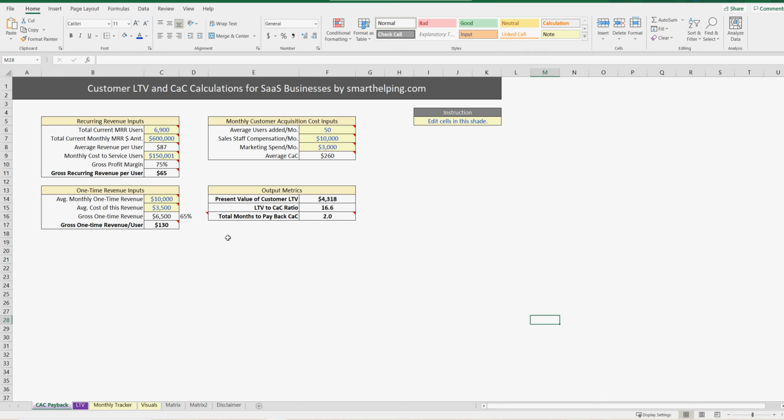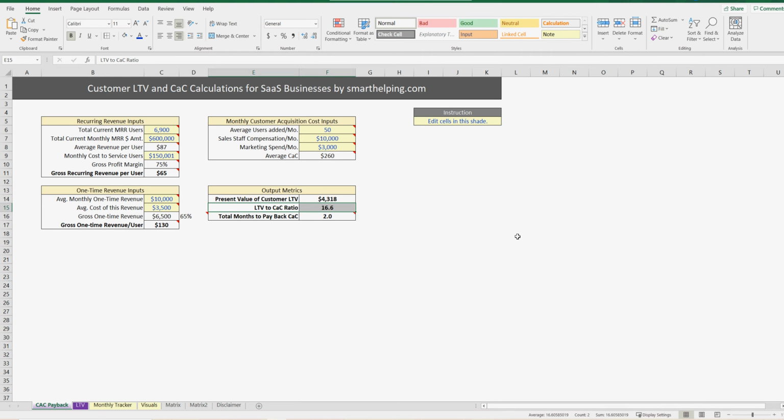I just couldn't stop thinking about the updates on this LTV and CAC calculator. Yesterday, Sunday, I did a small update where I added the present value. I pulled that over, and then I added the LTV to CAC ratio.